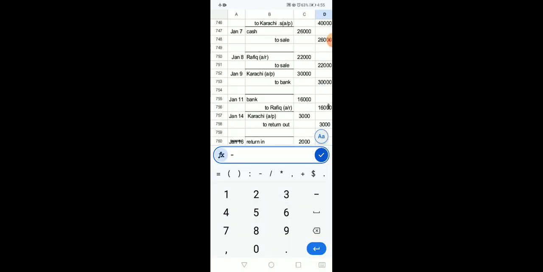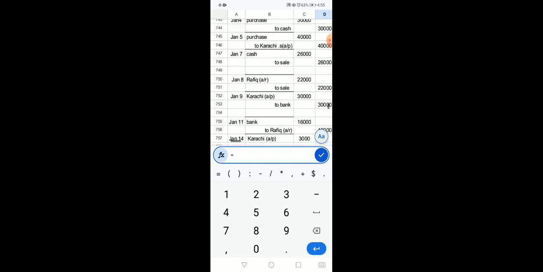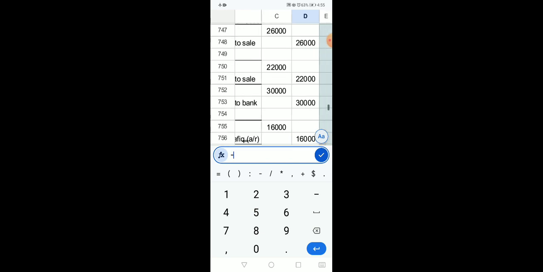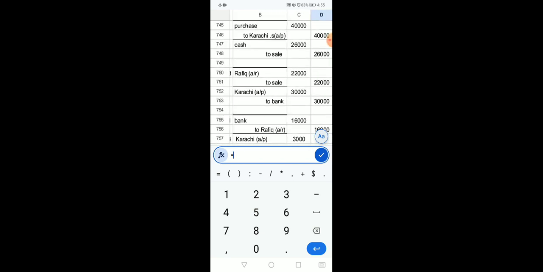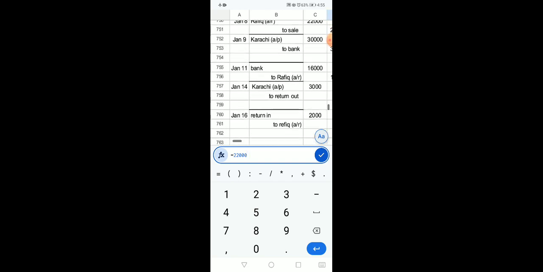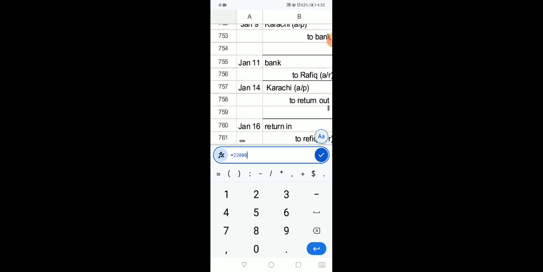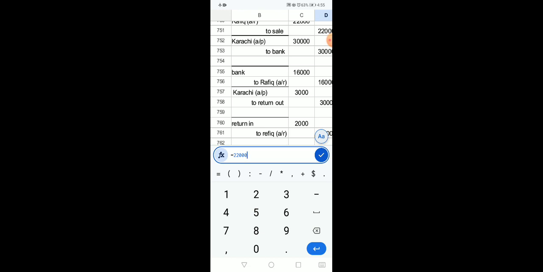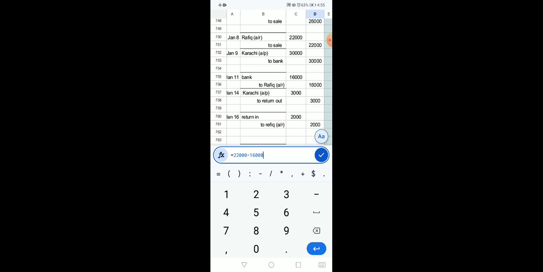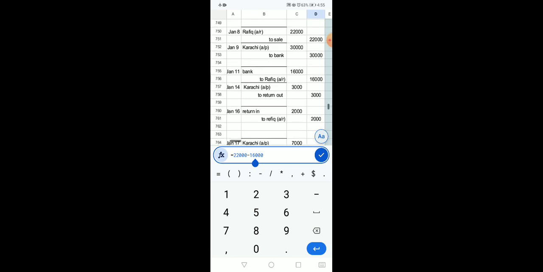So we will go to the history. The first amount is here, January 8. You can see that January 8 says the total amount receivable from Rafiq was 22,000. After which, see January 11. Some of the amount we have already received, that is 16,000, and we are calculating how much amount is still receivable. Out of 22,000, 16,000 has already been received.